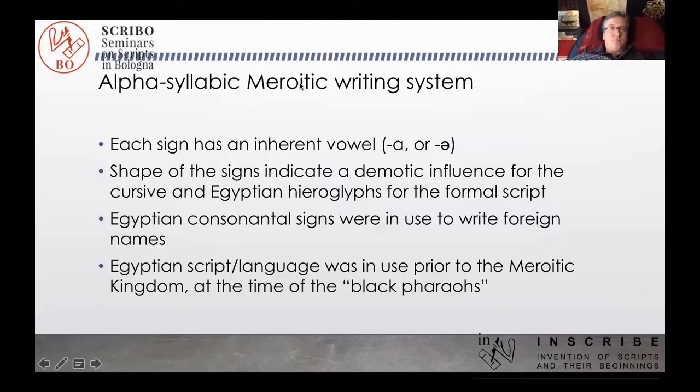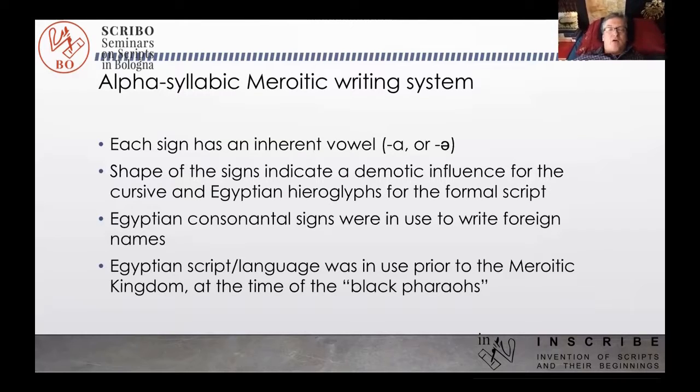Now, the curious thing about Meroitic is that it is alphasyllabic, meaning that every sign has an inherent vowel, and that vowels do not occur on their own. They are attached to a consonant sign. And if you want a vowel sign, for instance, you have a word that starts with a vowel, you have to make some adaptation.